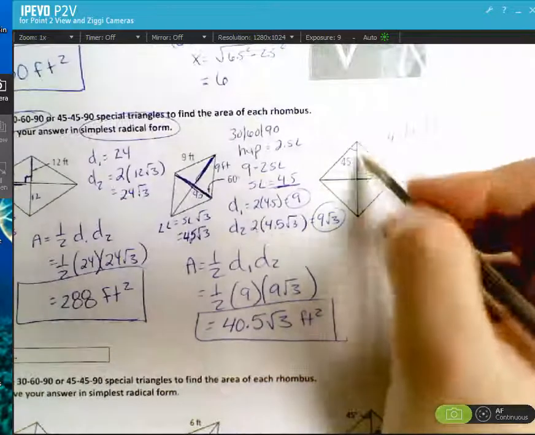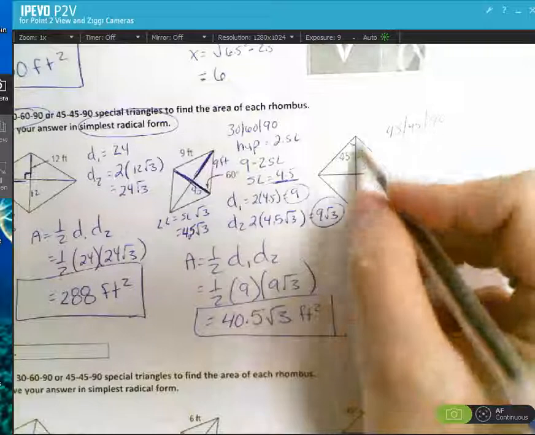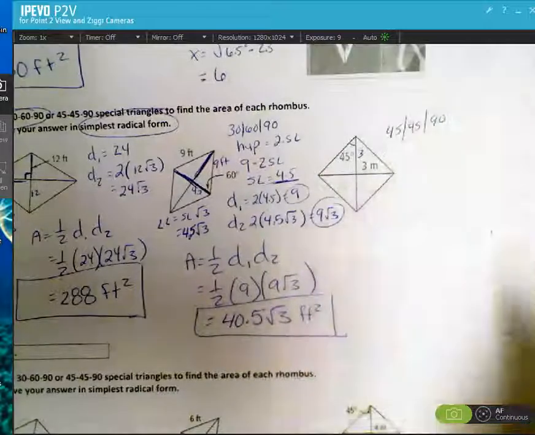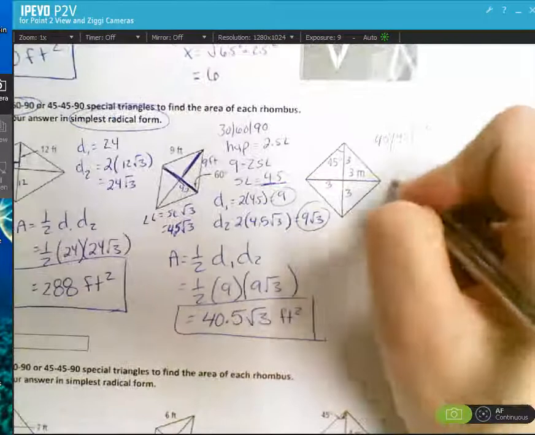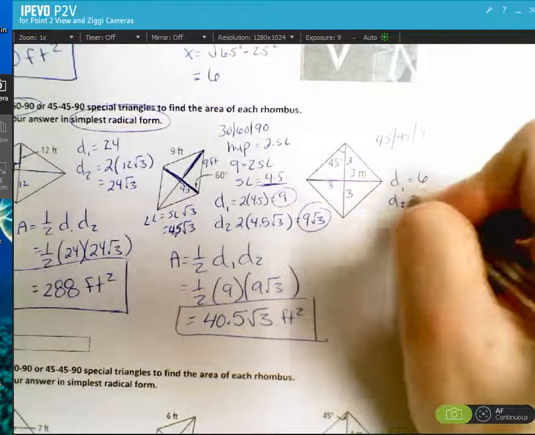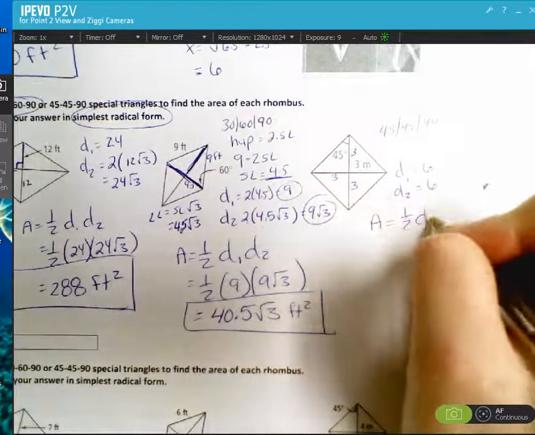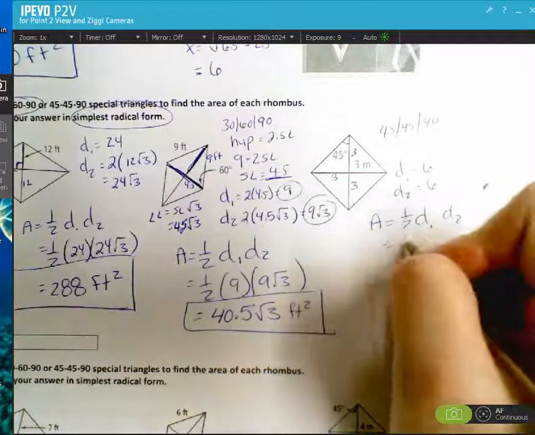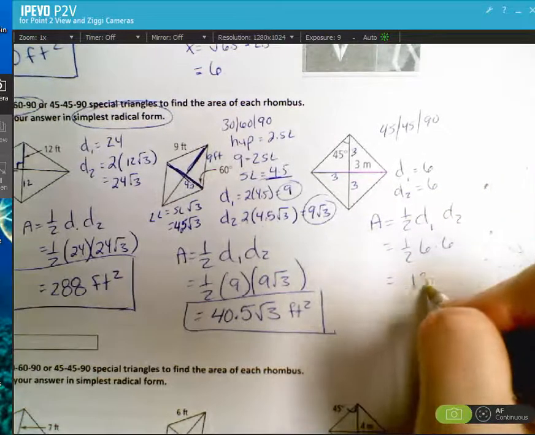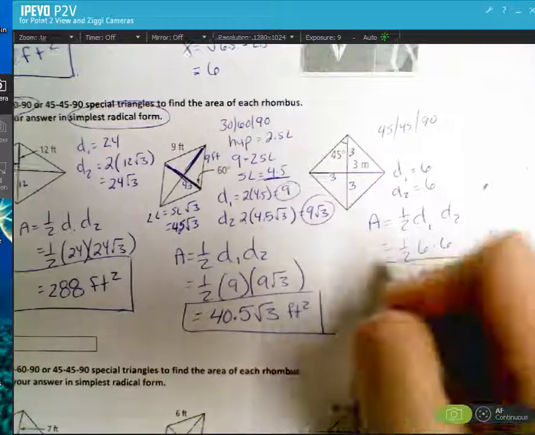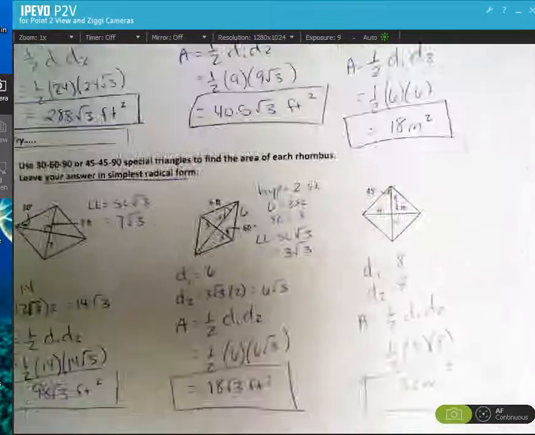And I know since I have a square, this is going to be 3, this is going to be 3, because the diagonals bisect each other in a square. This is going to be 3, and this is going to be 3. So I know my diagonal 1 is equal to 6, and my diagonal 2 is equal to 6. A is equal to 1/2 D1 times D2, which is equal to 1/2 times 6 times 6, which is equal to 18 meters squared. Okay, you try the next 3, and we'll see where you get.